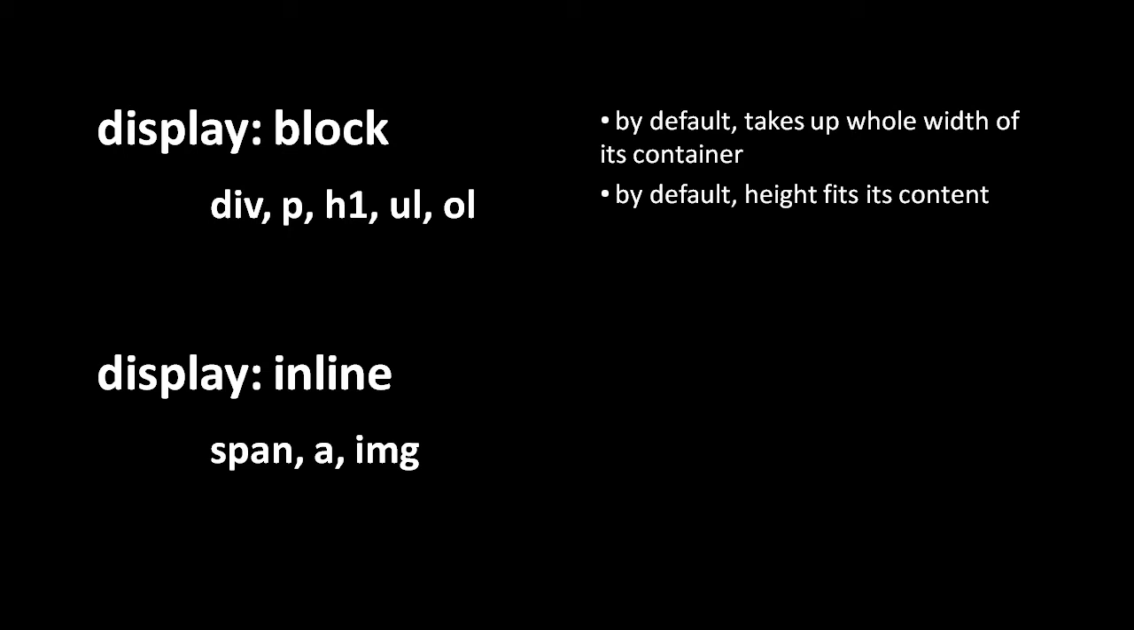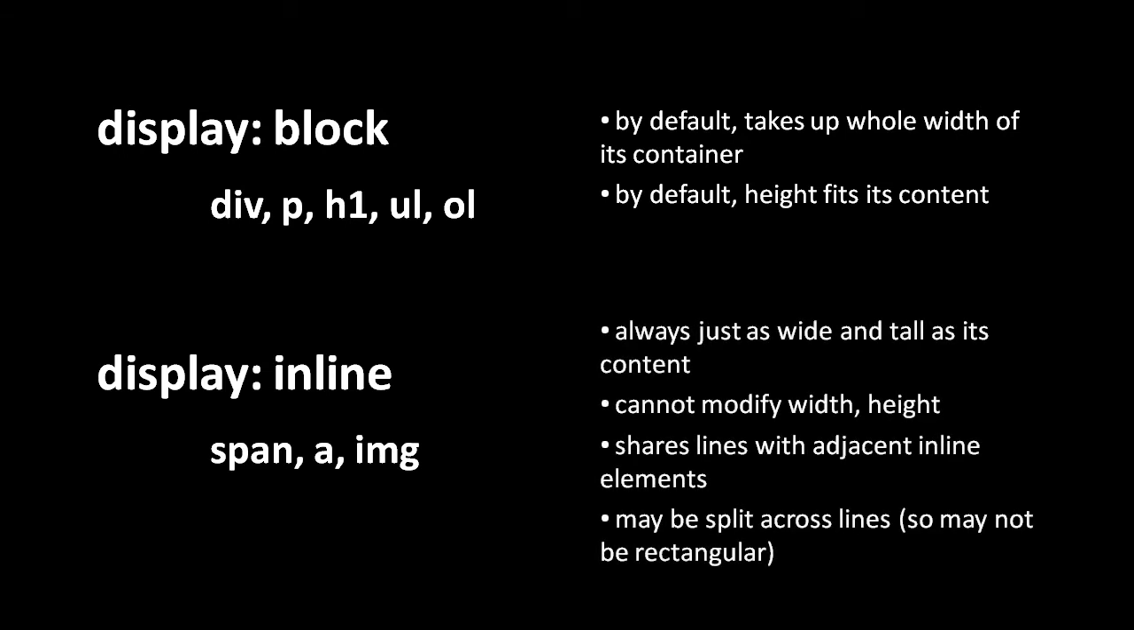Well, an element with display value of block is by default something which takes up the whole width of whatever it is contained within. And by default, its height is whatever is necessary to fit all of its content. Notice in both these cases, I said by default, because you can modify the width and height of a div using other CSS properties. In contrast, an element which is display inline is always just as wide and tall as its content, and you cannot modify that. You cannot, with the CSS properties width and height, change the width or height of an inline element.